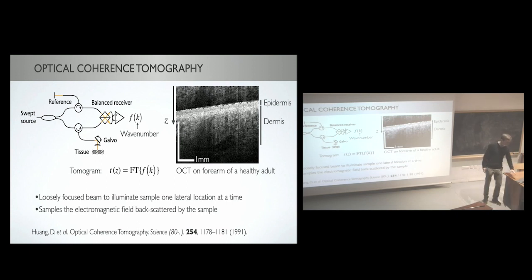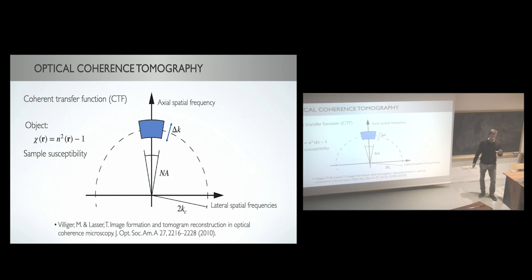Now, another way to think about this, and I'm quite sure there must be some similar explanation for ultrasound imaging, is that the object we're really looking at is the sample susceptibility, relating directly to the refractive index. So any change in that refractive index scatters or reflects light.